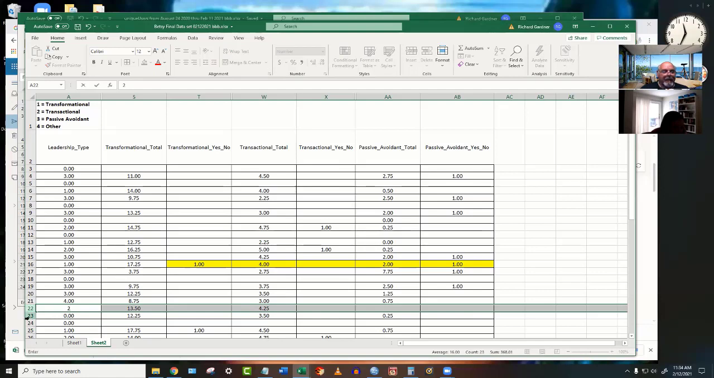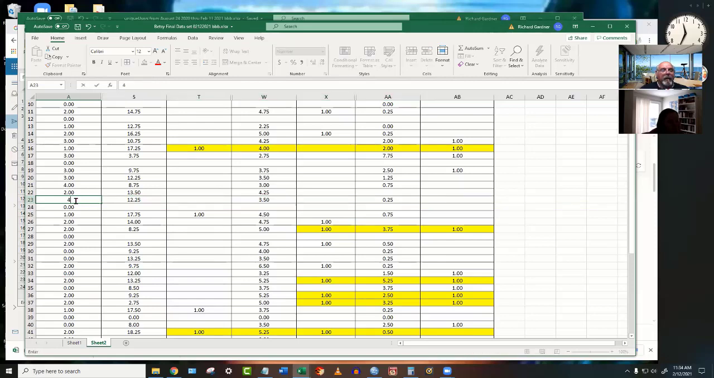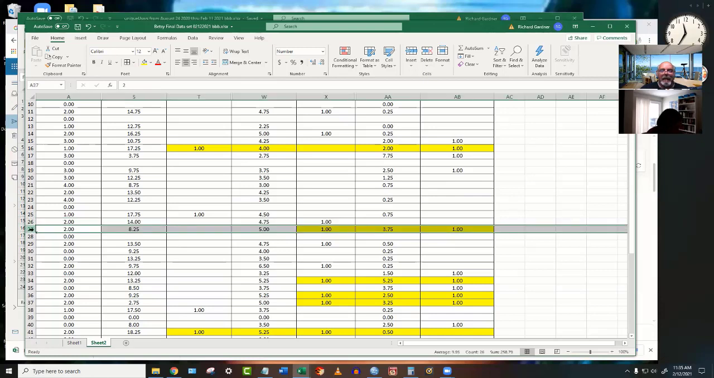How about this guy? We'll make that other. How about this guy? Last blank. Oh, blank. This guy is a one. Oh, we already got him. Yeah. This guy is a two. We already got him. This one, I got to pick one. That's going to be passive avoidant. Three.